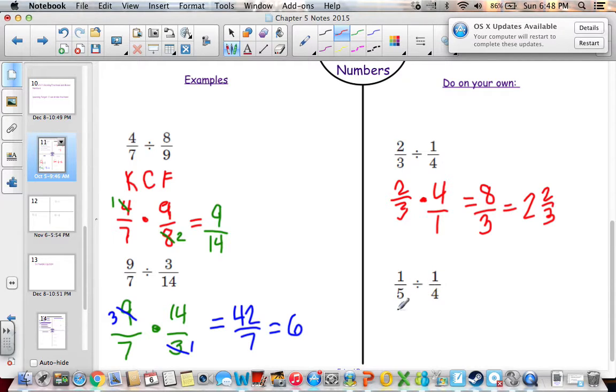1/5 divided by 1/4. We take 1/5 and then we change it to multiplication.